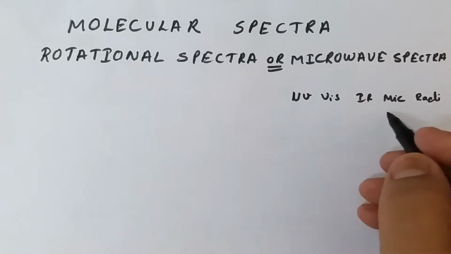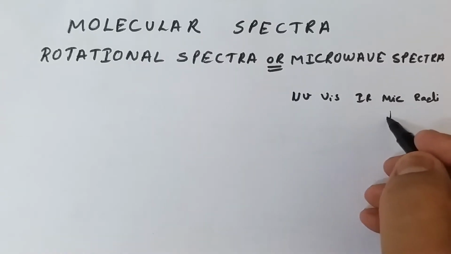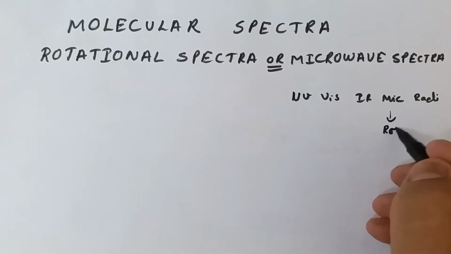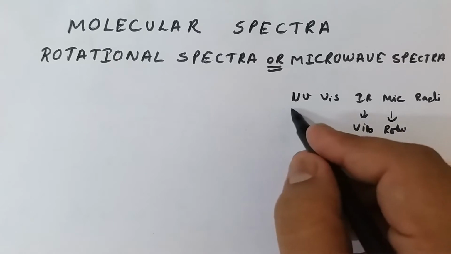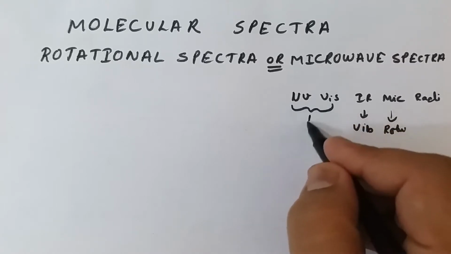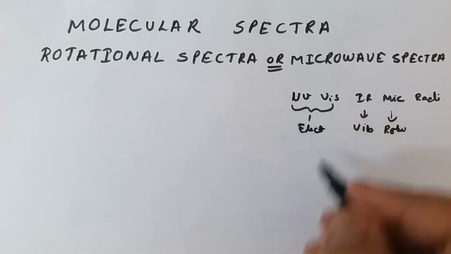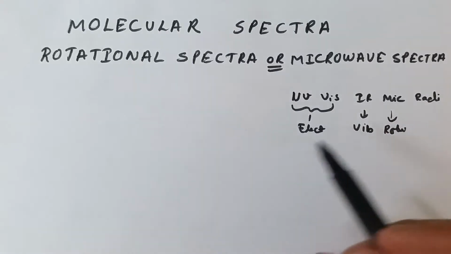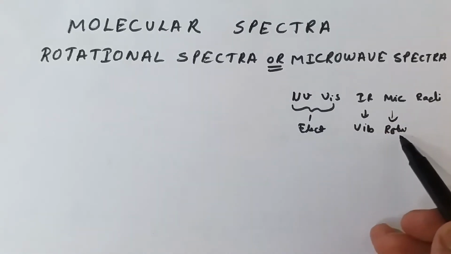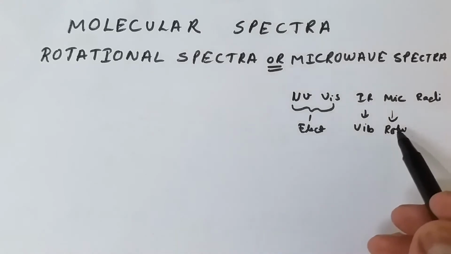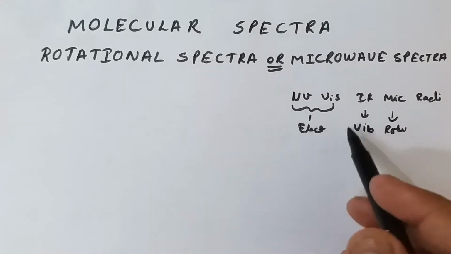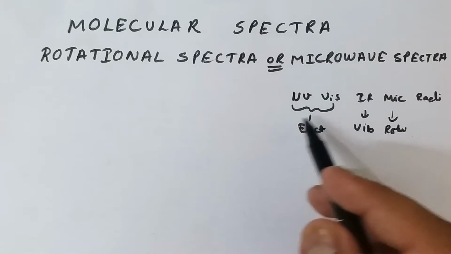Basically, microwaves give rise to the rotational spectra, IR gives rise to vibrational spectra, and UV and visible give rise to the electronic spectra. That means that to generate a particular spectrum, the energy required is increasing. For rotational spectra we use the lowest energy radiation, while for vibration the energy required will be more, and for electronic the energy required will be more still.